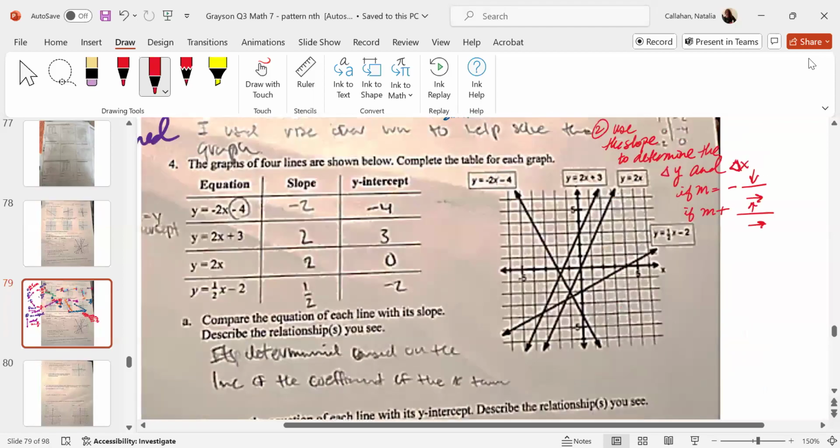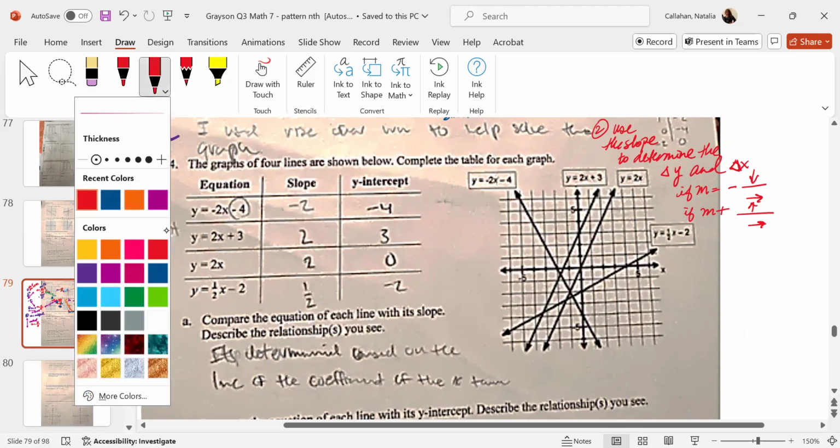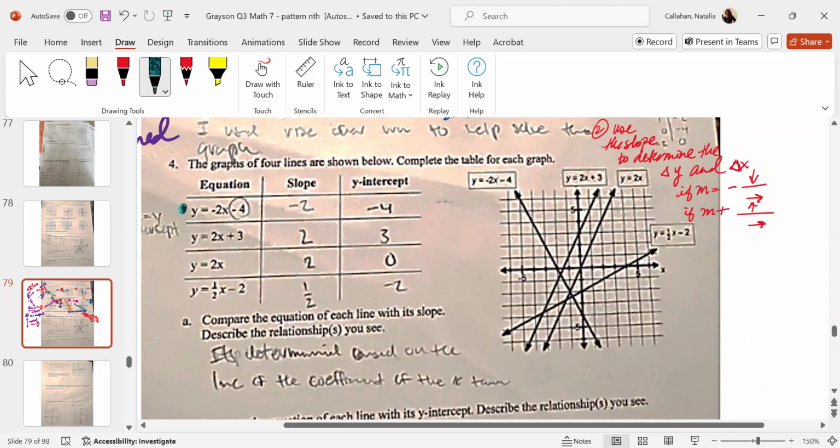So your answer is 4. The graph of 4 lines are shown. Complete the table for each graph. Okay. Let's graph the first one. You need different colors. Go grab 4 different colors. I'm going to do green.